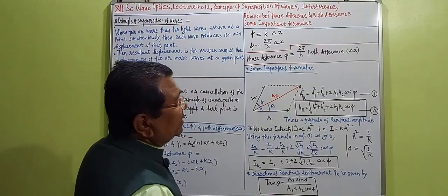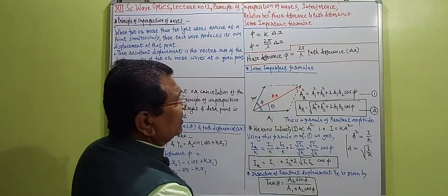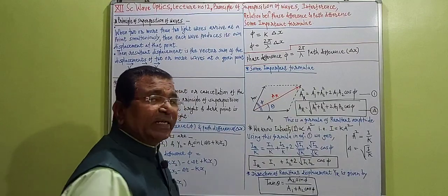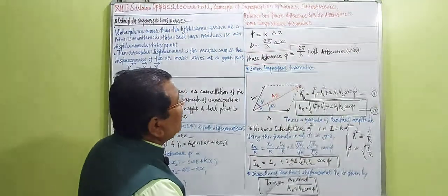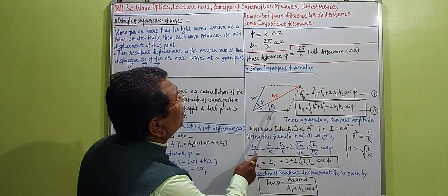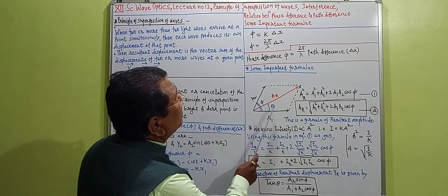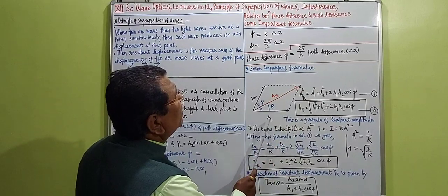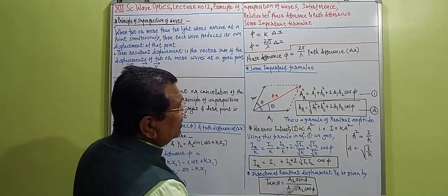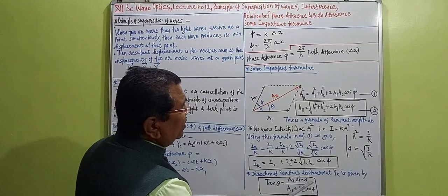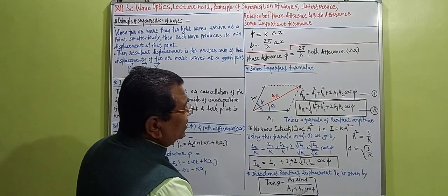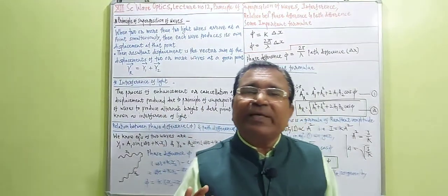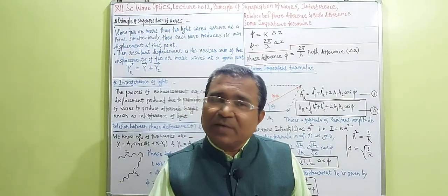Then the direction of the resultant displacement YR is given by this formula, which you have also learned in 11th standard. Direction is denoted by tan theta. Theta is the angle between the resultant amplitude and the amplitude of one wave, that is A1. So tan theta is equal to A2 sin phi upon A1 plus A2 cos phi. So these are some important formulae regarding interference of light.